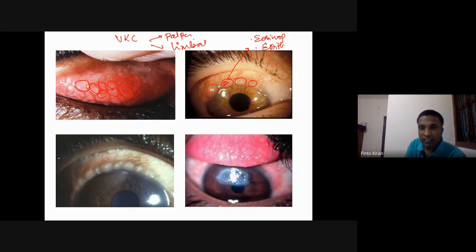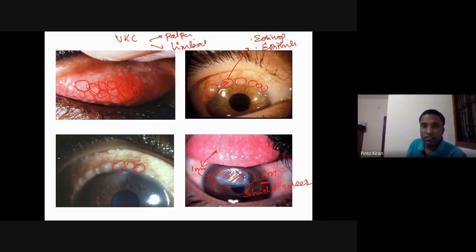They will form gelatinous structures at the limbus, known as Horner-Trantas spots. Then, because the tear contains all the inflammatory mediators, once it comes in contact with the cornea, that will destroy the corneal epithelium and also the Bowman's membrane. Then the patient will develop an ulcer known as a shield ulcer.